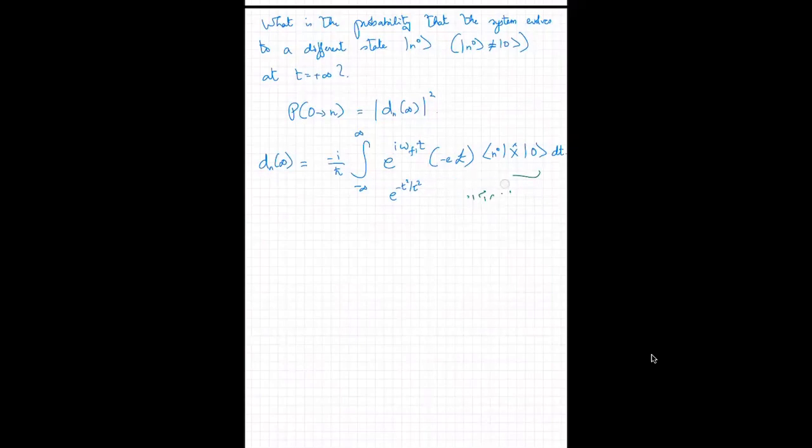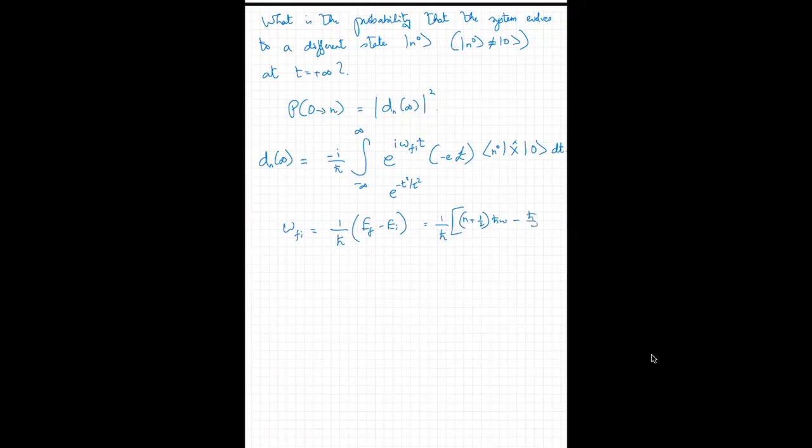So this is just taking this formula and plugging in the Hamiltonian here. So what is f? f is the nth state. So omega_fi is 1 over h bar times (E_f minus E_i). E_f is the energy of the nth state, whatever that state is, I do not know. This is (n plus 1/2) h bar omega. Minus E_i, the energy of the ground state, because the initial state is the ground state of the simple harmonic oscillator. So this is 1/2 h bar omega.